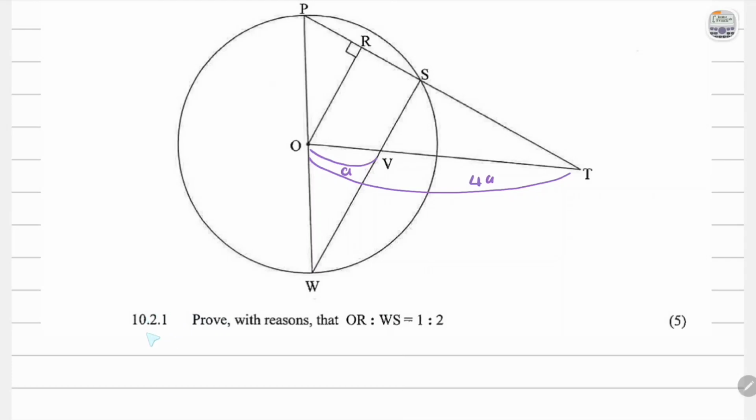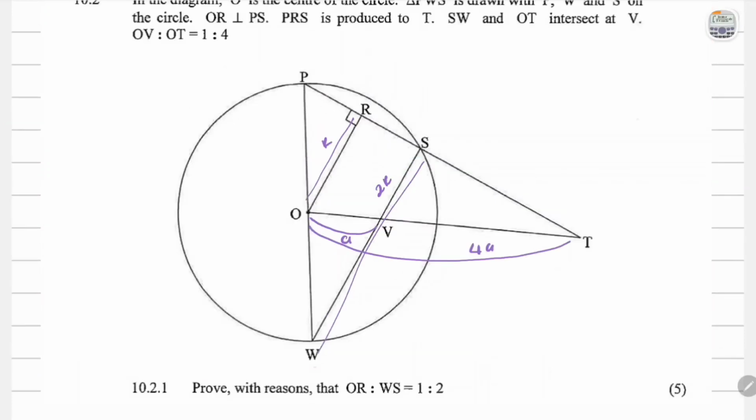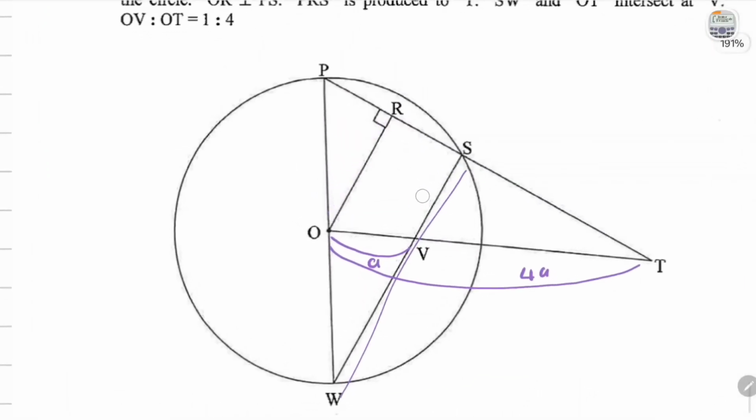The first question, 10.2.1, is to prove with reasons that OR to WS is equal to 1:2. So this is a half, meaning OR over WS equals 1/2. OR is here, over WS. Interesting. The minute they say that, they're saying this one will get 1 part, so let's say K, and that would get 2 parts. So let's just see how that is possible here.